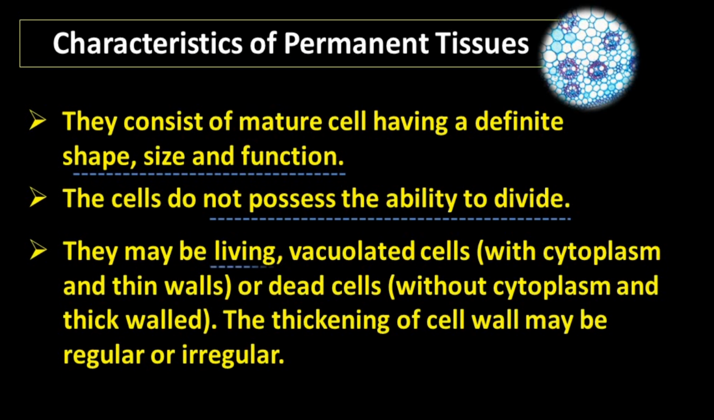They may be living, vacuolated cells with cytoplasm and thin wall, or dead cells, it means without cytoplasm and thick wall. The thickening of cell wall may be regular or irregular. It means some cells are living, some cells are non-living. If living, they have vacuoles and thin cell wall. If they are dead, without cytoplasm and their cell walls are thick.